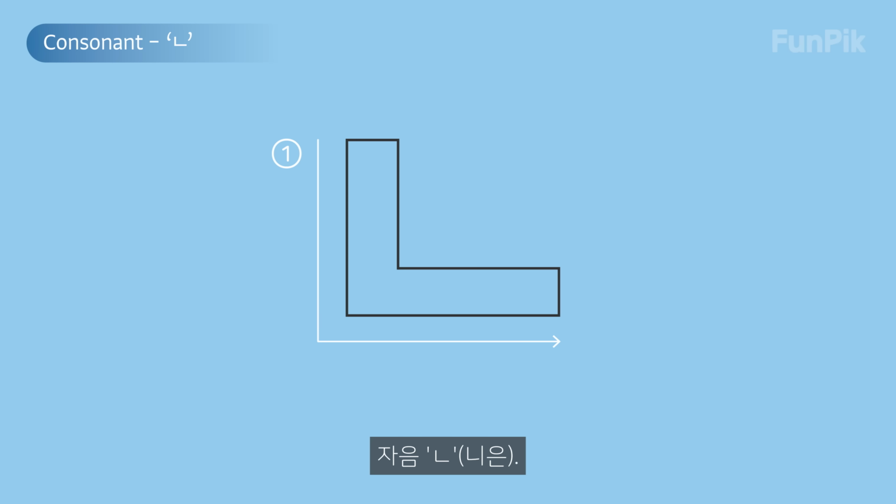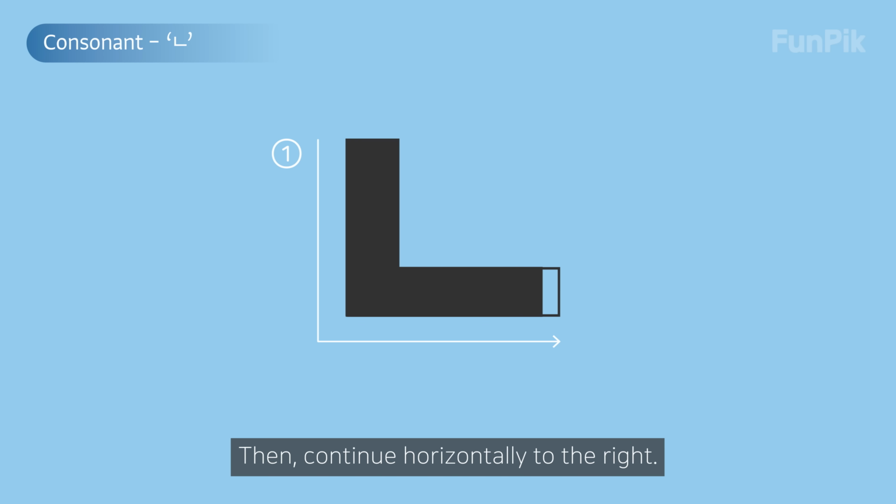자음 니은. Let's look at the consonant 니은. 니은 is written in one stroke. First, draw a vertical line. Then continue horizontally to the right.